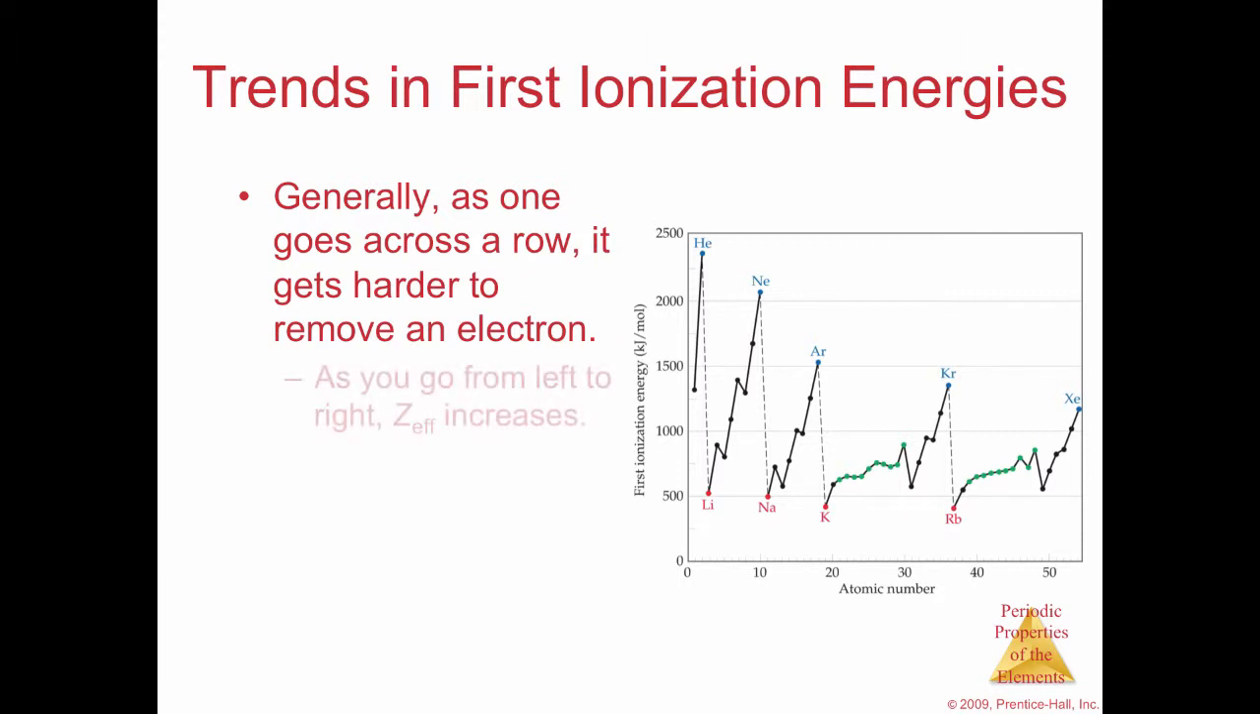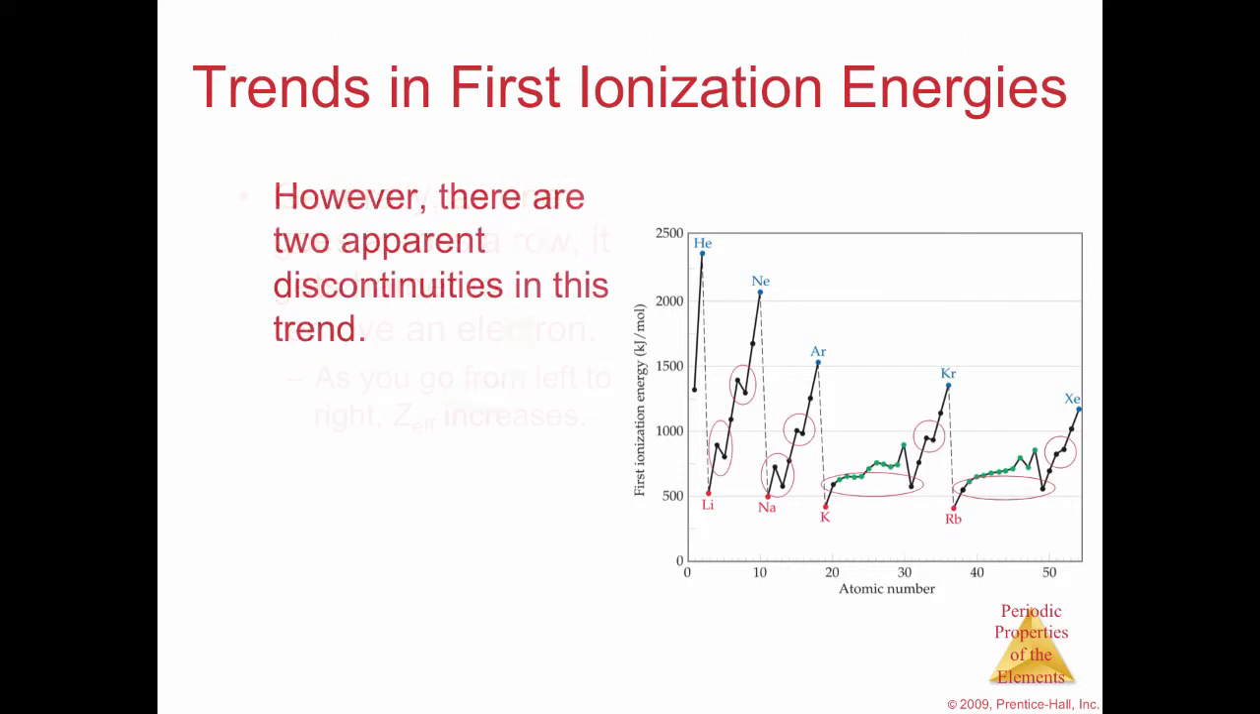Generally, as one goes across a row, it gets harder to remove an electron. As you go from left to right, the effective nuclear charge is increasing, but the number of shells is remaining the same, or n is the same as you go across the period. There are two apparent discontinuities in this trend.